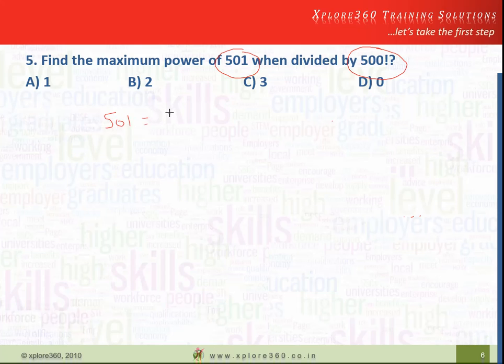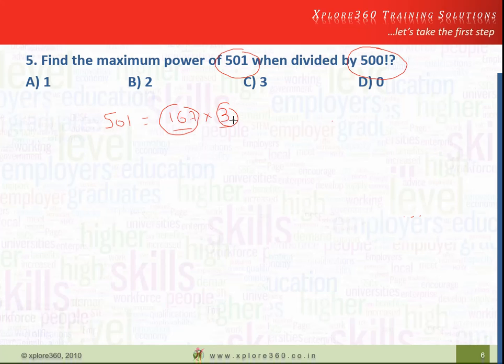So the factors of 501 are 167 into 3. Now, 167 is a prime number and 3 is a prime number. Now you can apply that trick. Normally students used to get the maximum power of this as well as this, right? And then they take the common part.